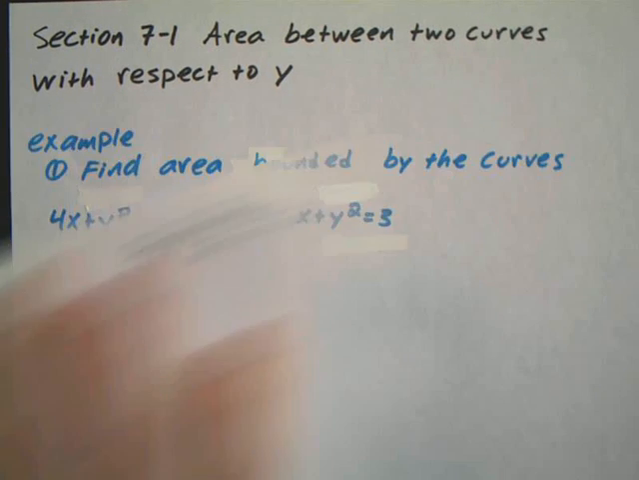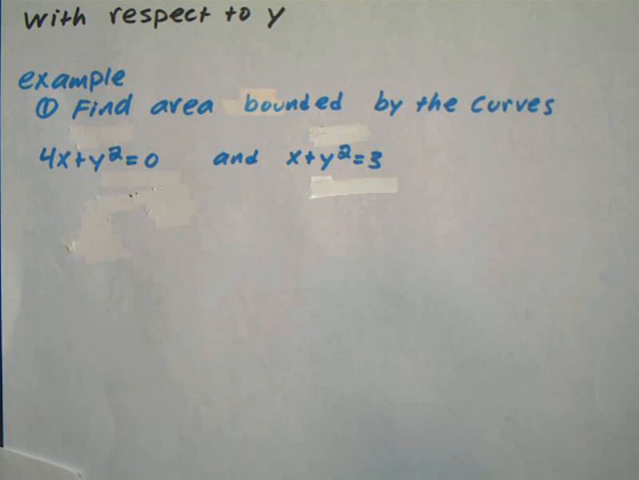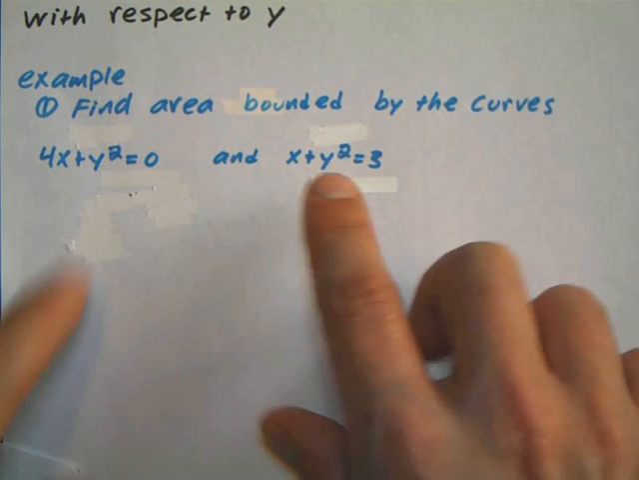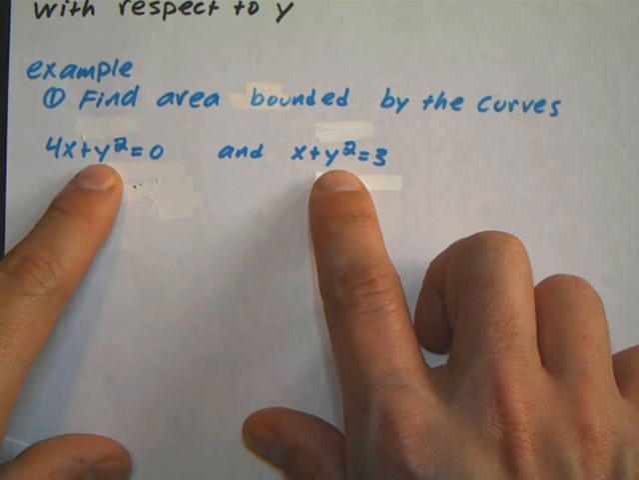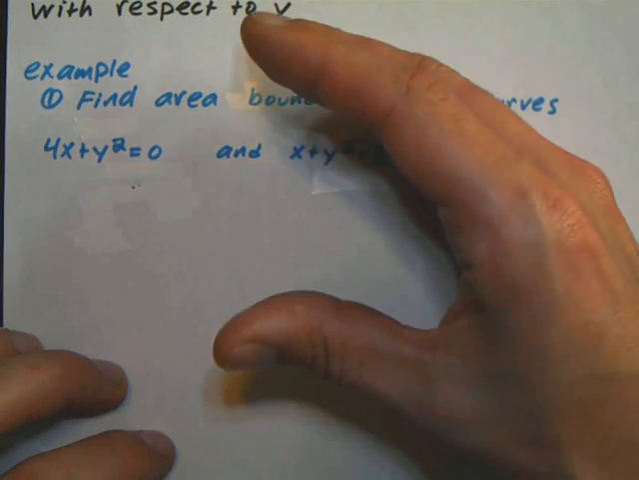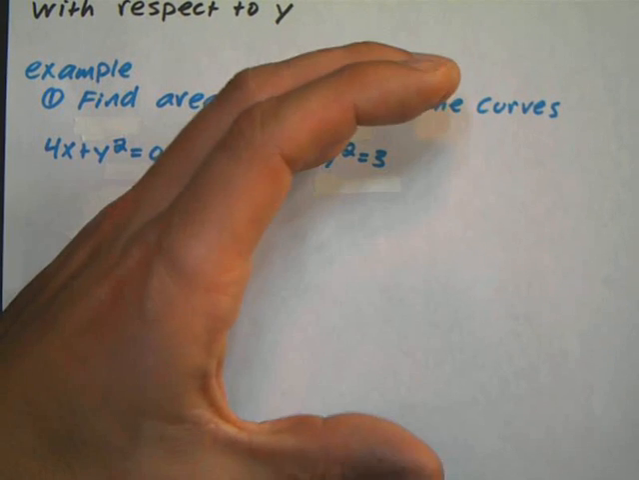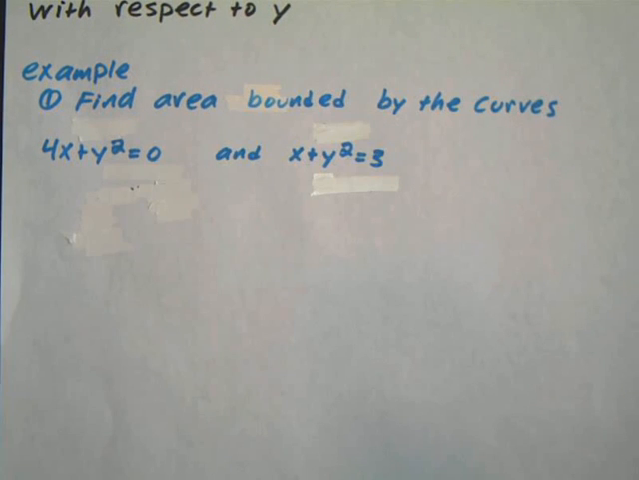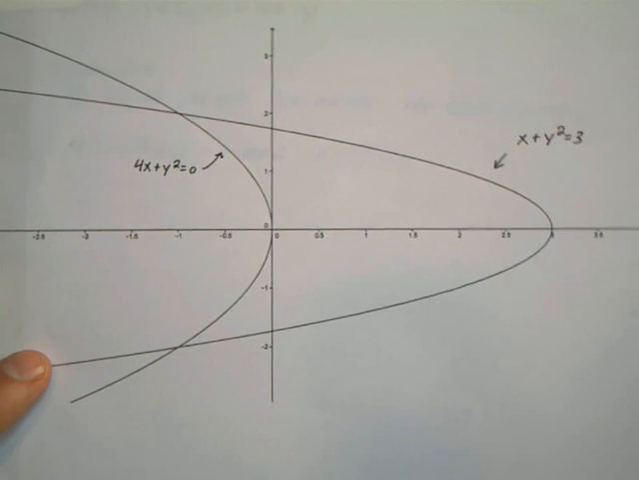Alright, so for the first example, we're going to find the area between the curves, and if you notice, there are some y squares going on. So if I have a y squared, it produces a sideways parabola, either a parabola that opens up like this or a parabola that opens up like that. So I'm going to find the area of the region that I have shown in here.